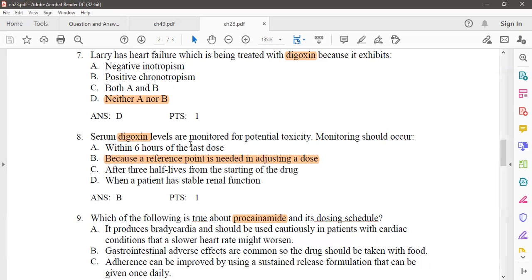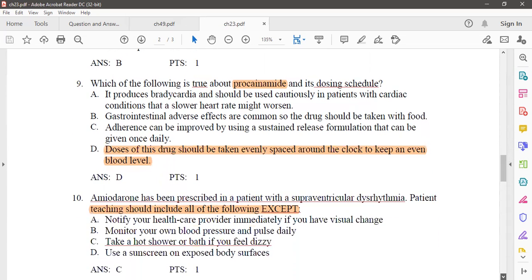Serum digoxin levels are monitored for potential toxicity. So monitoring should occur because a reference point is needed in adjusting a dose. Digoxin has a narrow therapeutic index, so we need to check to prevent digoxin toxicity.